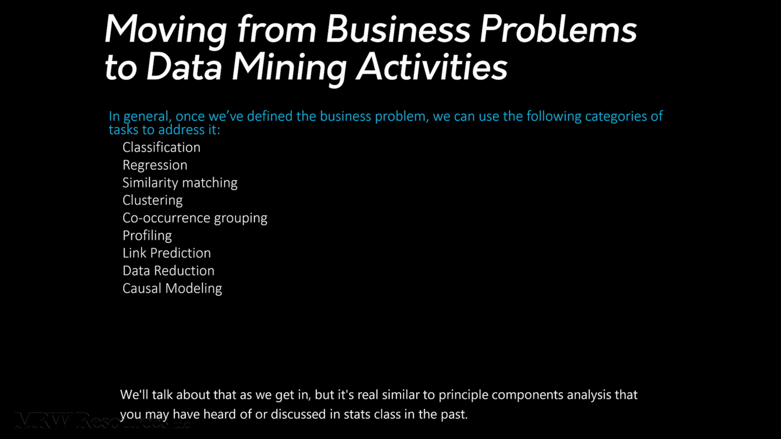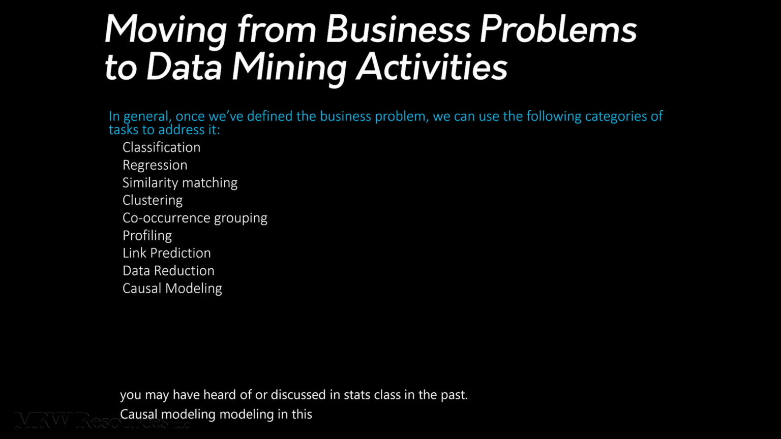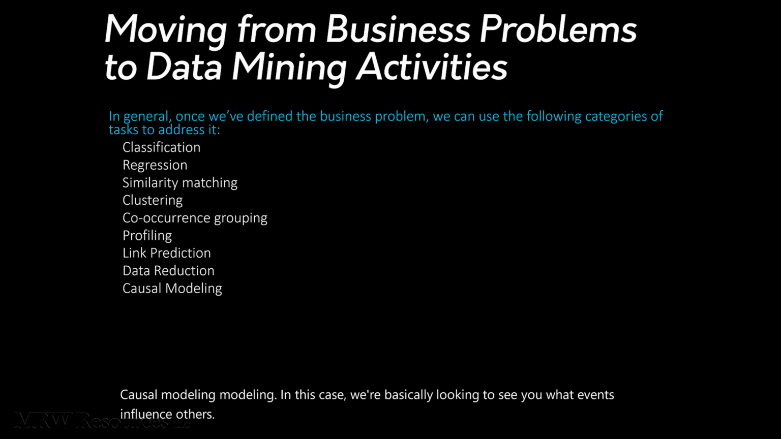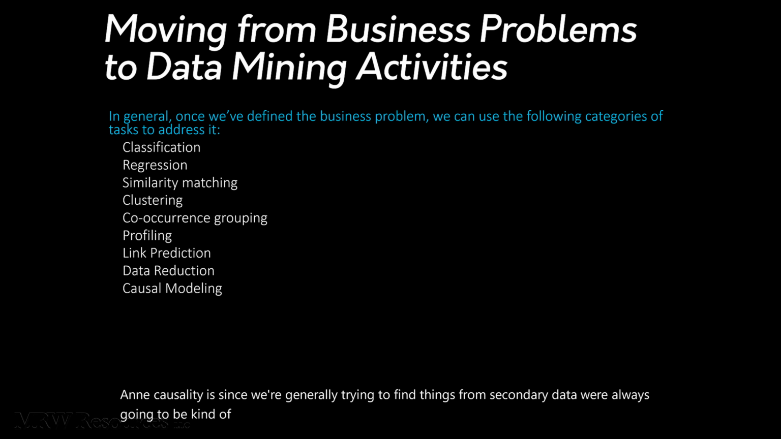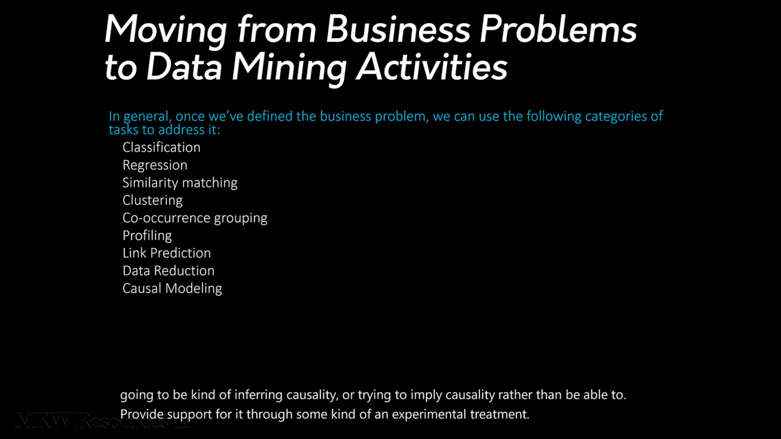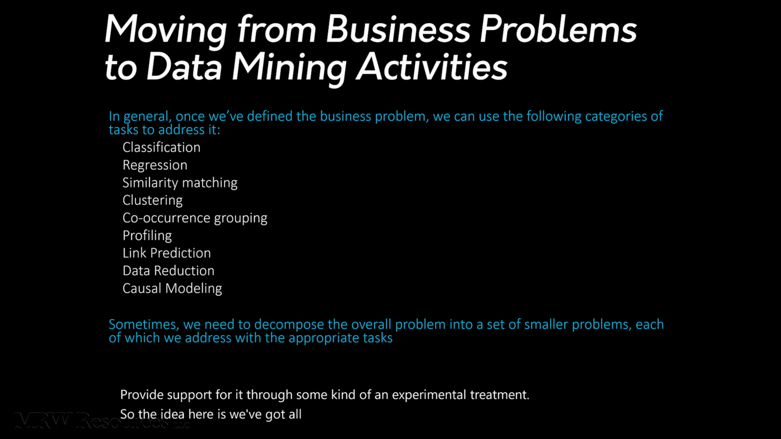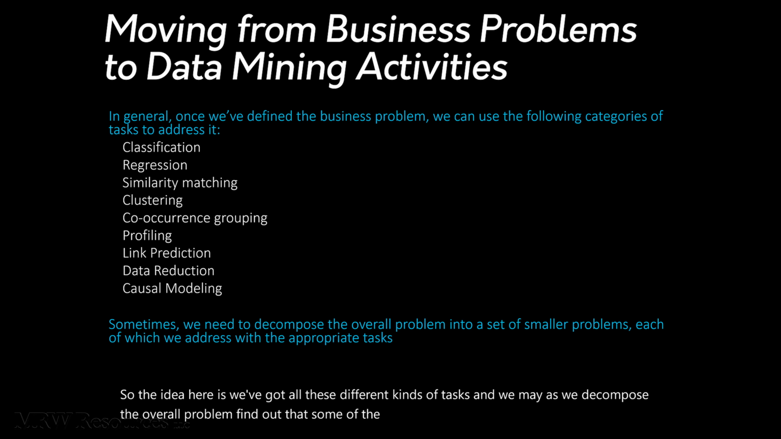Causal modeling, in this case, we're basically looking to see what events influence others. And causality is, since we're generally trying to find things from secondary data, we're always going to be inferring causality or trying to imply causality rather than be able to provide support for it through some kind of an experimental treatment. So the idea here is we've got all these different kinds of tasks, and as we decompose the overall problem, we may find out that some of the subproblems incorporate different techniques. So we may use a variety of these techniques for a single business problem.